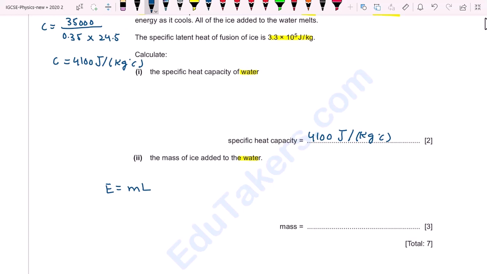So I write here M is equal to E over L. Here E is the energy, that is equal to 35,000, and L is given as 3.3 into 10 to the power 5. So after calculation I get 0.11 kilogram. The unit of mass is kilogram, so mass will be equal to 0.11 kilogram.